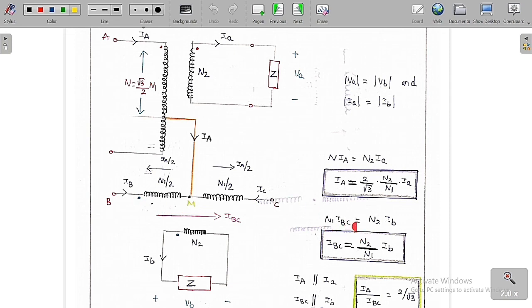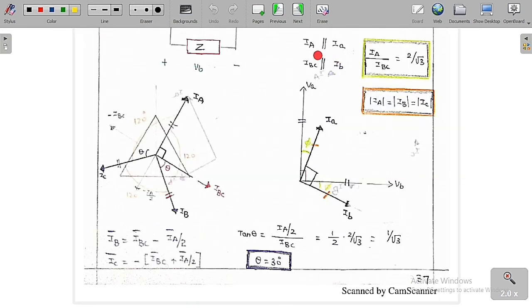So N1 into IBC is equal to N2 into IB. You can see IBC is the net amount of current which is flowing from B to C. Therefore N1 into IBC is equal to N2 into IB. So what is the value of IBC? IBC is equal to N2 by N1 into IB. Now IA is always parallel to small ia, and IBC is always parallel to IB.